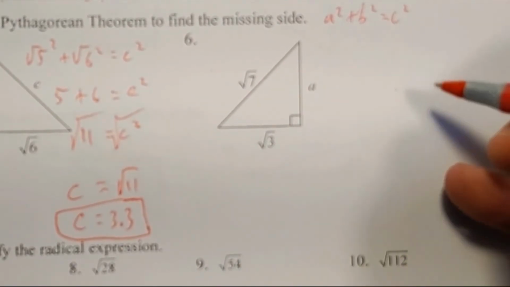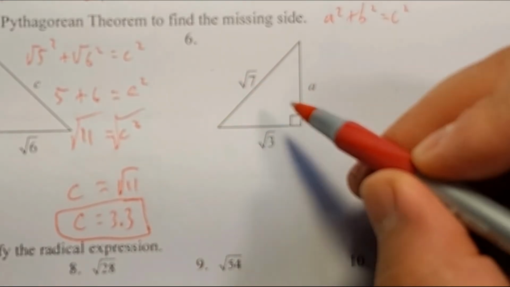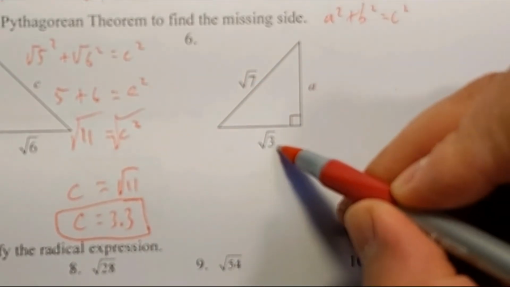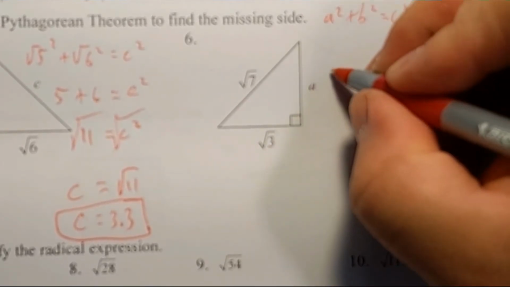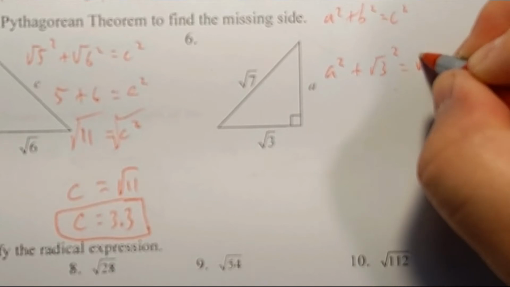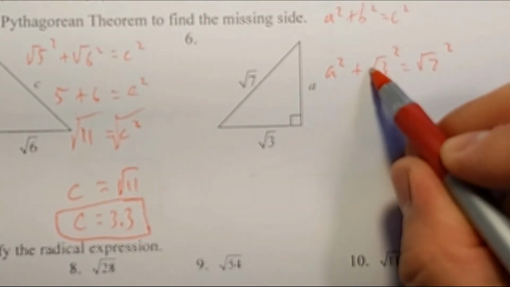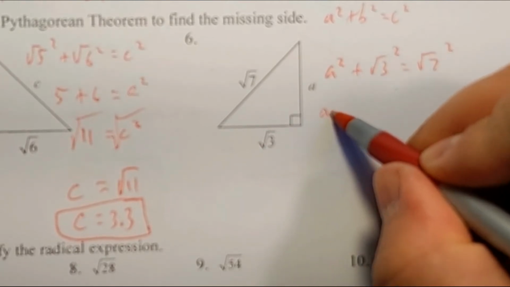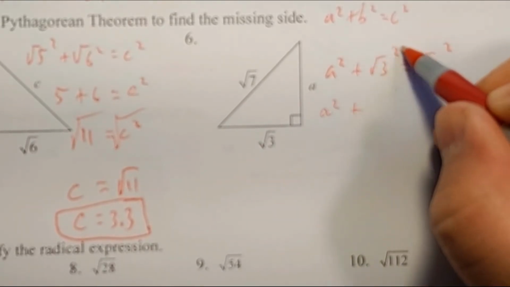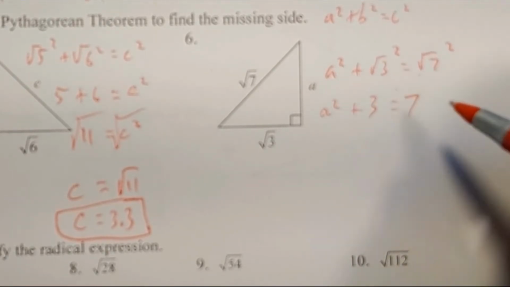Next example, same deal. We're still using Pythagorean Theorem. Hypotenuse is still going to be the C value. The two touching the right angle are still going to be your legs. So you're going to go a squared plus square root of 3 squared equals square root of 7 squared. Once again, the square and the square roots will cancel each other out. A squared stays a squared. Square root of 3 squared is just 3. Square root of 7 squared is just 7.